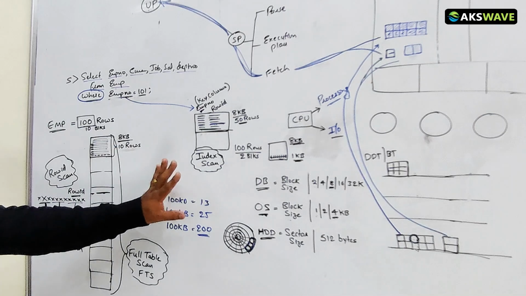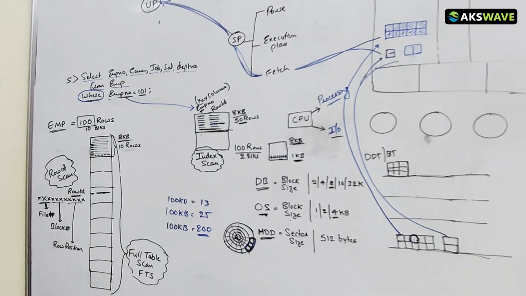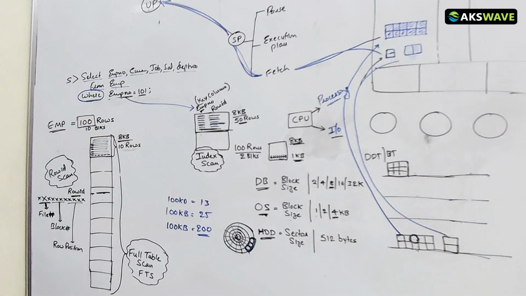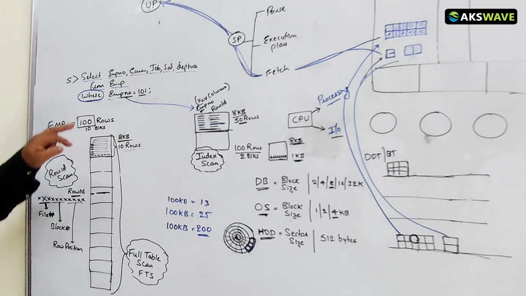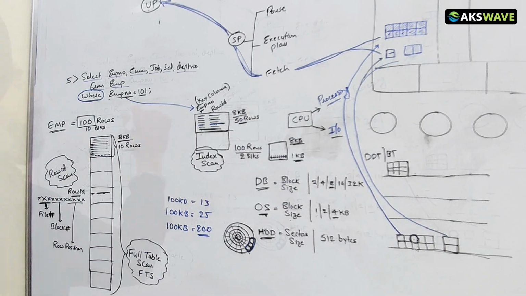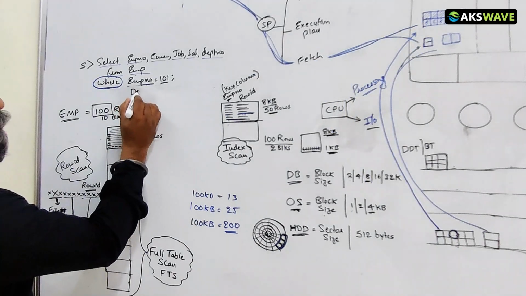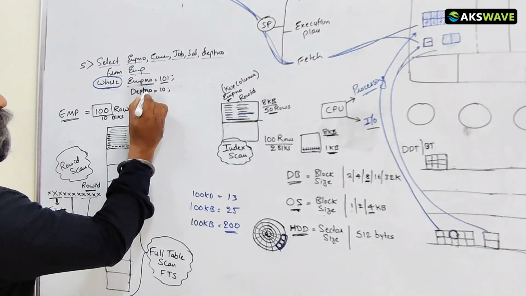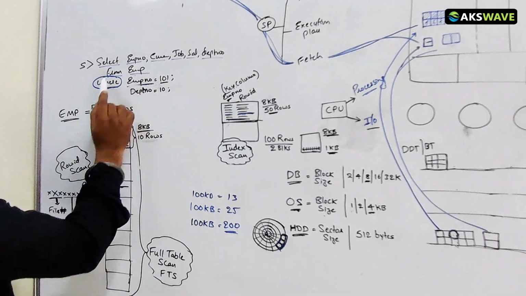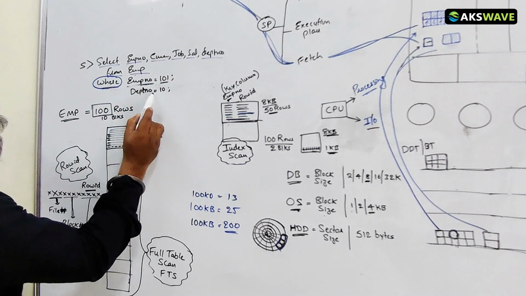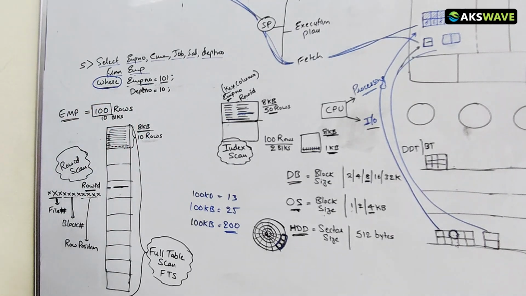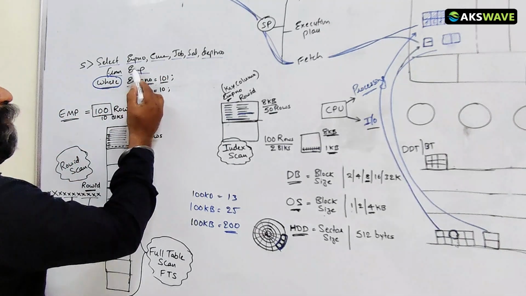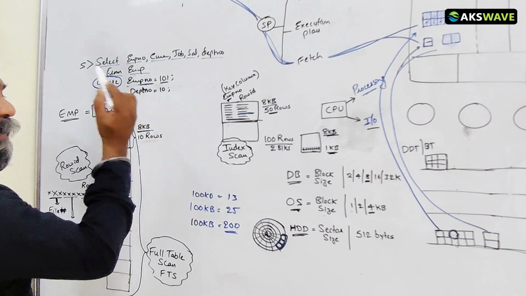Okay. Now let me add a few more things. Let me change the query here. Another example: where department number equal to 10. If this is the query, select all the columns from EMP where department number is 10.